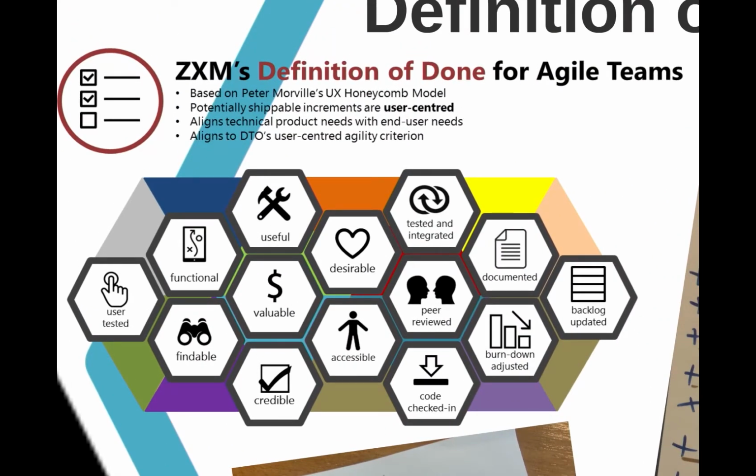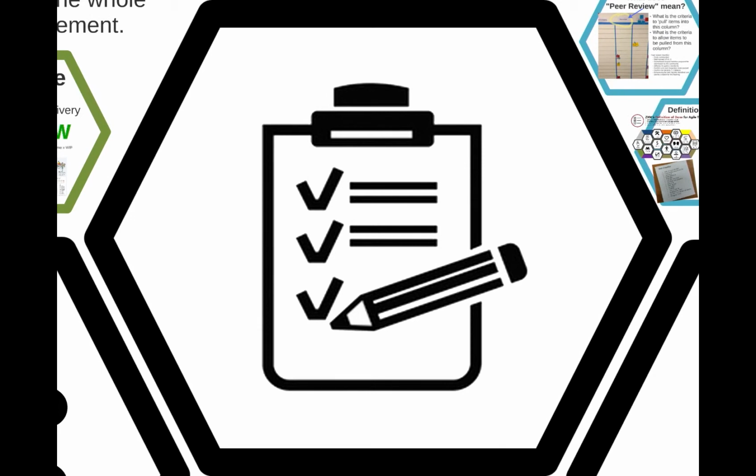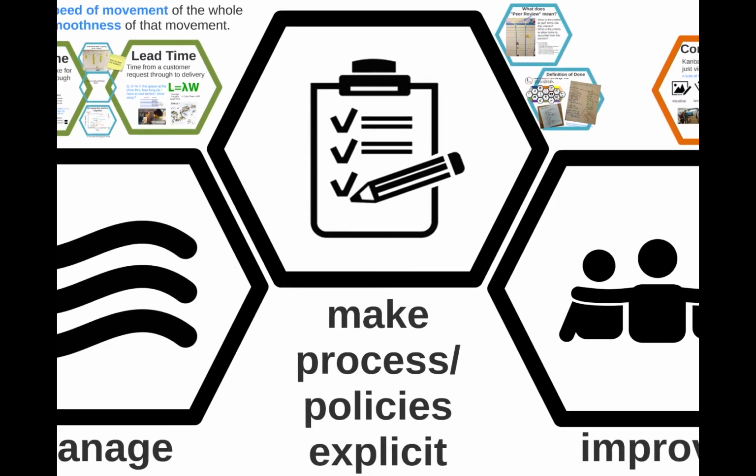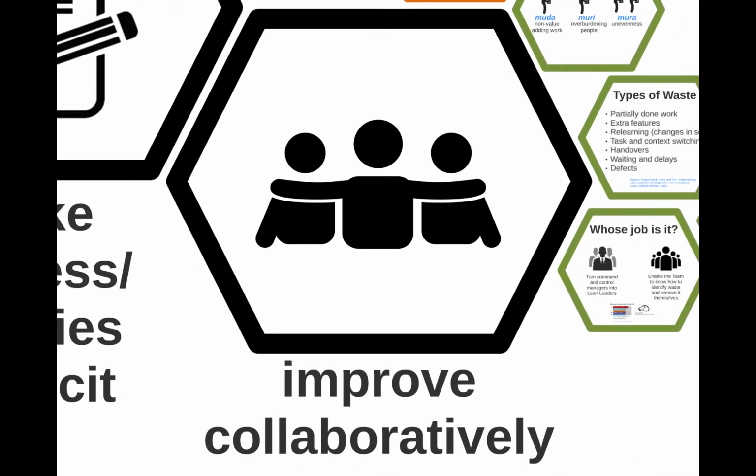And this is one that I've been using particularly for government agencies to help them align with DTO's user-centeredness. Make sure things are, yes, tested and integrated, peer-reviewed, et cetera, findable, valuable. But this is their criteria for it to get into done. And that's what Kanban requires us to do. For each of those columns, you need your entry and exit criteria, whatever it needs to be, so that people downstream understand that they're adhering to the quality criteria that they need to.